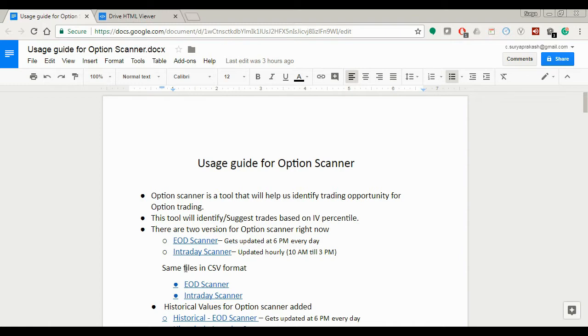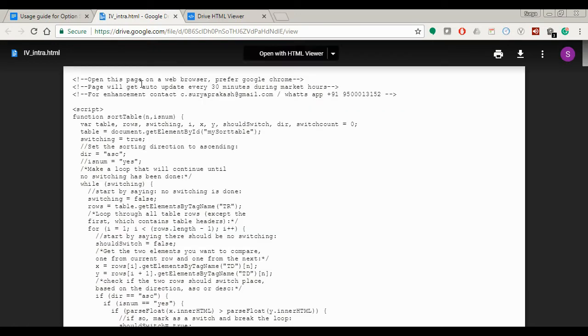So that's the reason I came up with the intraday scanner. It does exactly the same thing as the EOD scanner, but instead of updating the values at 6 p.m., it keeps updating the values every 1 hour during the market session, starting from 10 a.m. till 3 p.m. So every 1 hour this intraday scanner gets updated, and you can use the same method I explained for the EOD scanner. Similarly, this will also request access. All these accesses are one time, so kindly bear with the access permission and then open it.